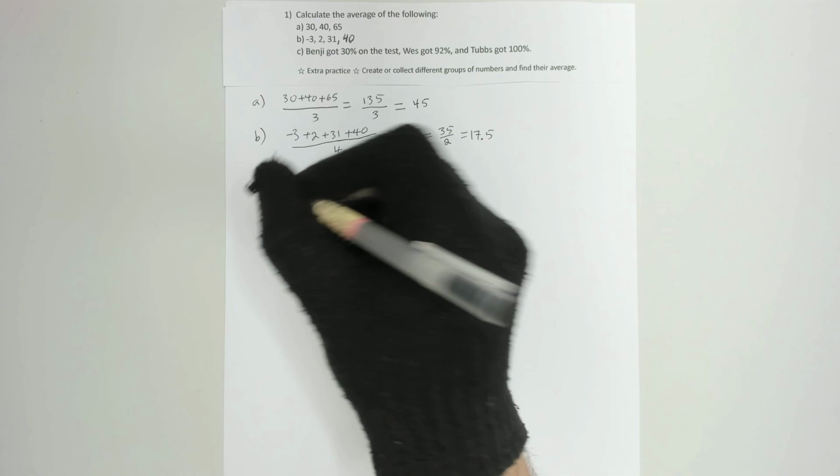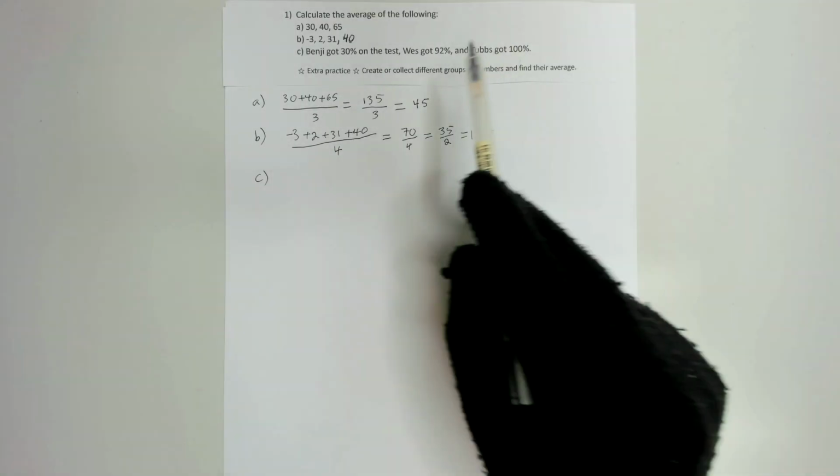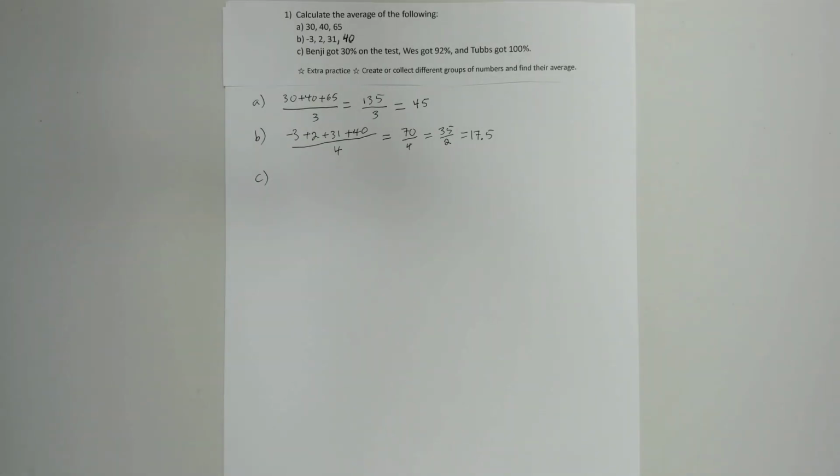All right, and for this last one, same idea, except now we maybe have a little bit of additional context on it. So we have Benji got 30% on the test, Wes got 92%, and Tubbs got 100%. So we want to figure out the average of these 3 students, basically kind of what percent represents the entire group of students, right? A little bit of Benji's failure, a little bit of Wes and Tubbs' success.